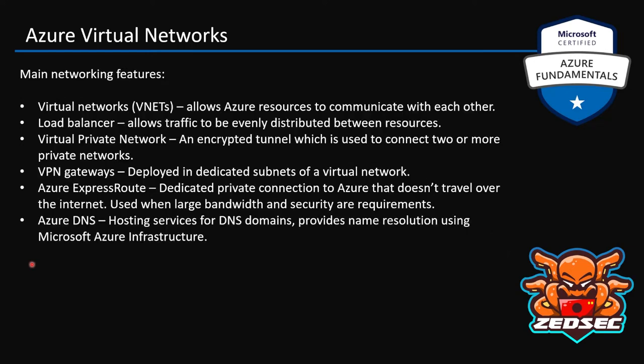So the main networking features are virtual networks, VNets, allowing Azure resources to communicate with each other. Load balancing, allowing traffic to be evenly distributed between resources. Virtual private network, an encrypted tunnel which is used to connect 2 or more private networks. VPN gateways, deployed in dedicated subnets of a virtual network. Azure ExpressRoute is a dedicated private connection to Azure that doesn't travel over the internet, used when large bandwidth and security are requirements. And Azure DNS, hosting services for DNS domains, provides name resolution using Microsoft Azure infrastructure.